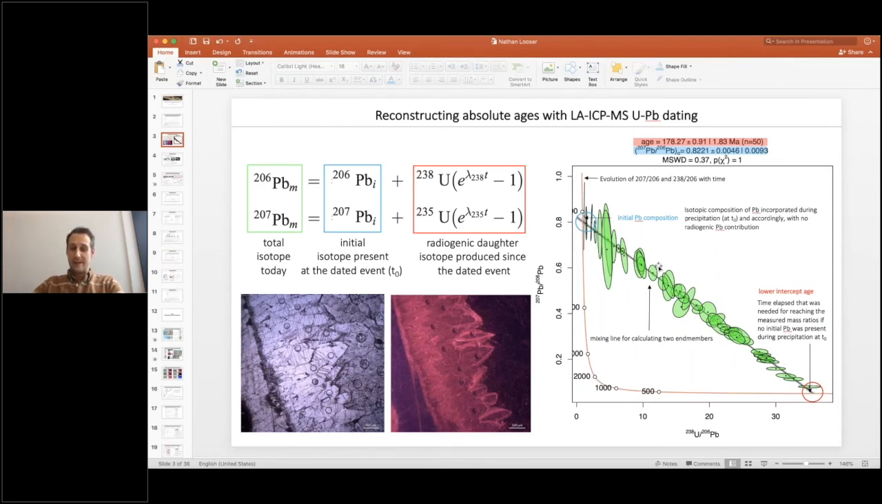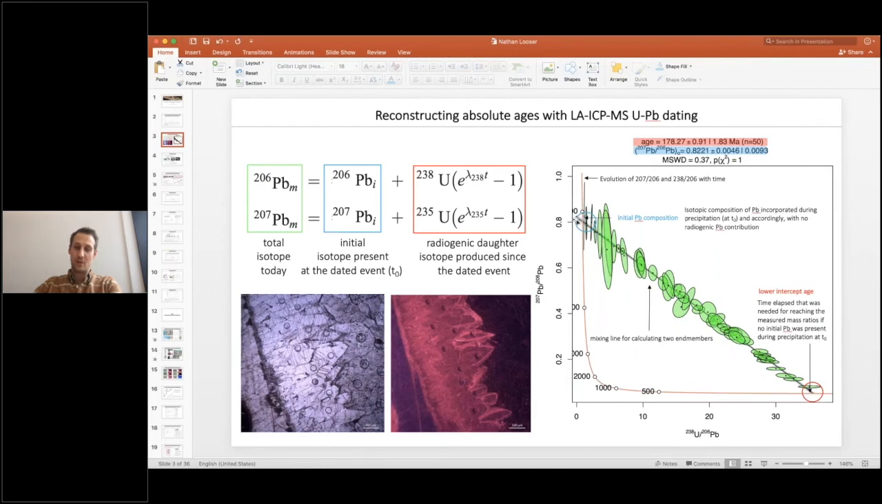And then we draw a regression, an isochron, and we get two end members. The first end member, up here, is the initial lead composition, which is the isotopic composition of the lead that was present at the time of precipitation.